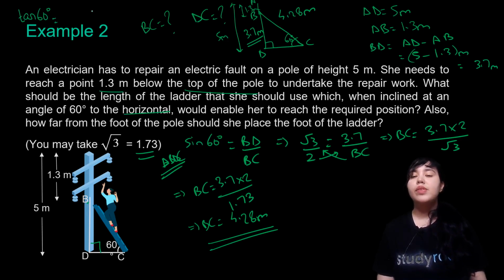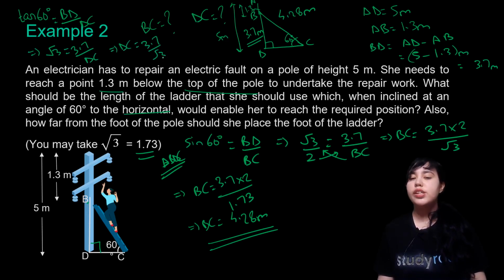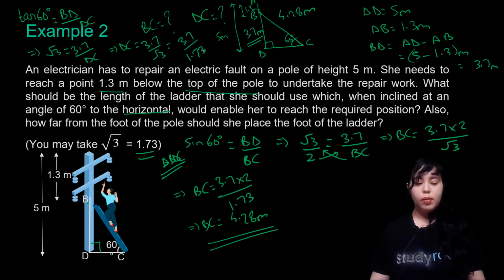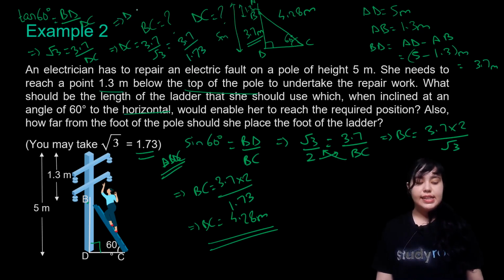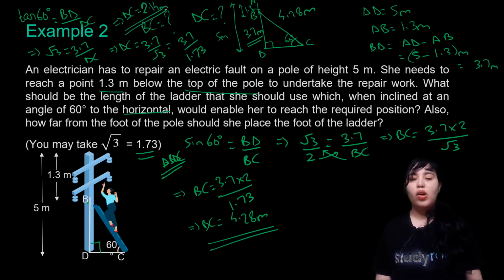So it will be the side opposite which is BD upon the side adjacent which is DC. So tan 60 degree is root 3, which is equal to BD, that is 3.7, upon DC. So DC will become equal to 3.7 upon root 3. What can you take this root 3 as? 1.73. So 3.7 upon 1.73. So when you solve this, you will get DC as 2.14 meters approximately, okay.